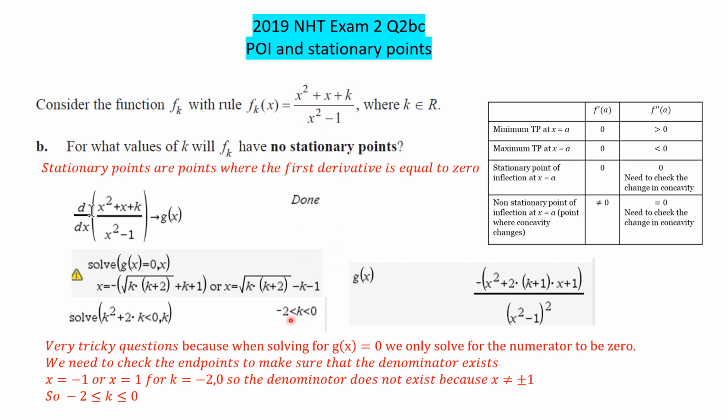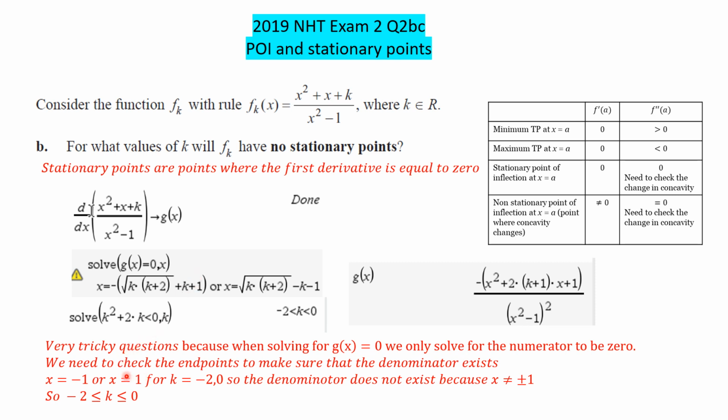Usually when you solve for something, it's a good idea to check the endpoints. So let's check the case where k is equal to negative 2. When k is negative 2, you substitute into here, so x turned out to be 1. And check another value, when k is equal to 0 here, x turned out to be negative 1.